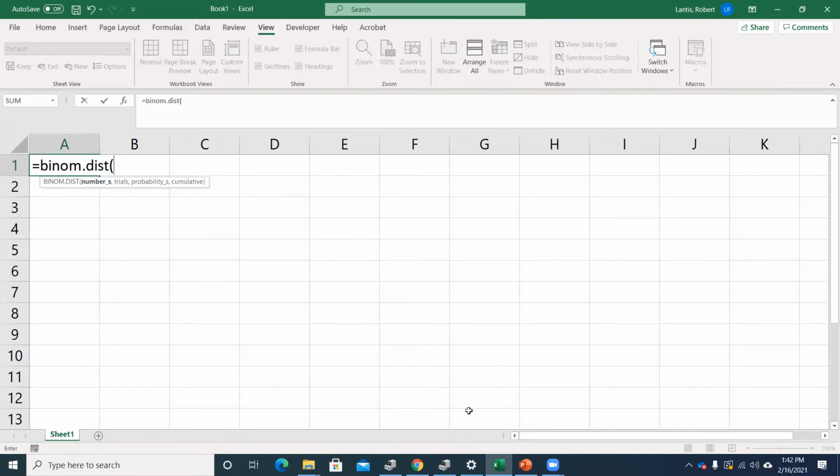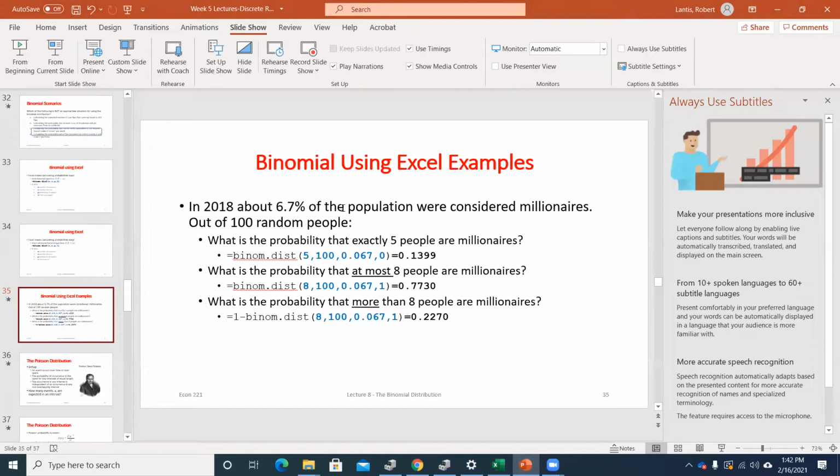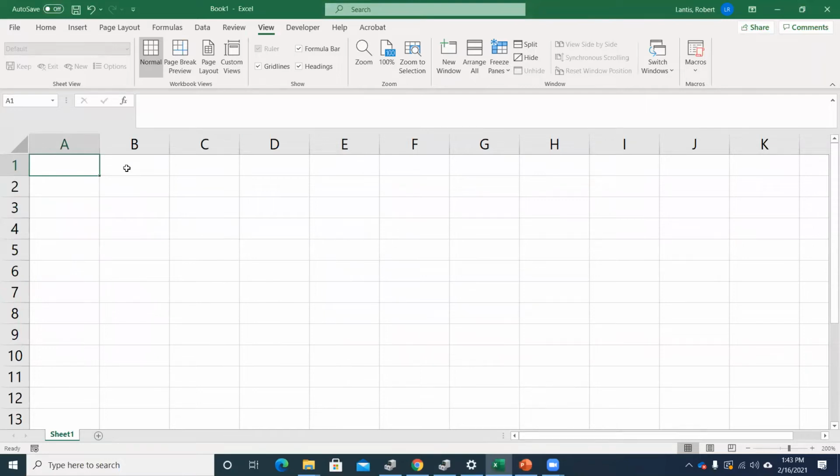I want to make sure I connect this to the slides. So in the population right now, 6.7% of people are considered millionaires, and we're looking at 100 people. What's the probability exactly 5 are millionaires? Well, on average, how many people out of 100 would be millionaires in the US based off 2018 data? The probability of success here is 0.067, so 0.067 times 100, about 6.7 people. So 5 shouldn't be very unlikely, but still not the most likely.